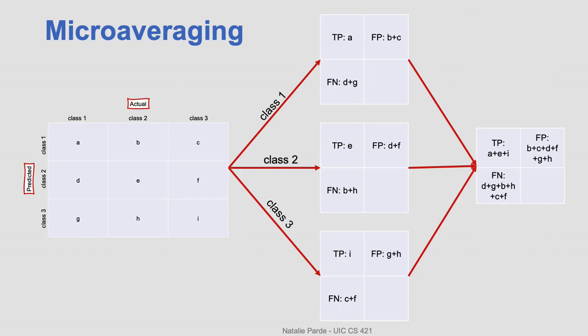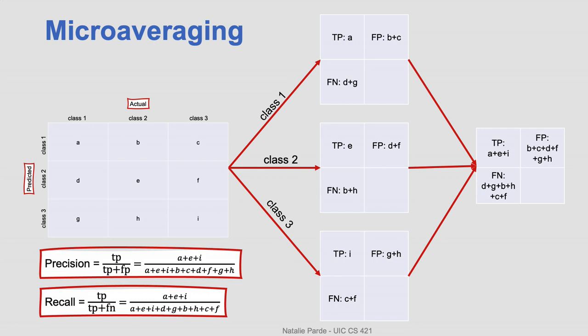If we want to take the micro-average instead, we compute the same class-specific binary confusion matrices, but then rather than computing precision or recall from those separate matrices, we recombine them to form a single kind of super confusion matrix. In that matrix, we add together all of the true positives, all of the false positives, and all the false negatives. Then we compute precision or recall directly from that matrix.